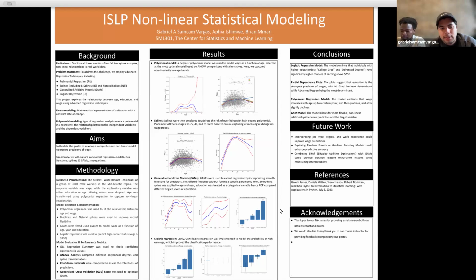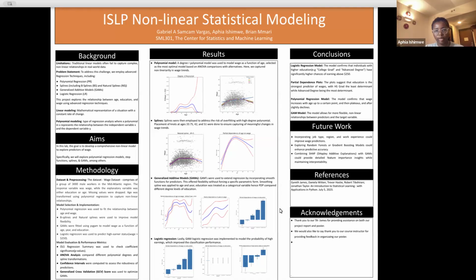Our aim in this lab is to develop a comprehensive nonlinear model to explore those different predictors of wage. Specifically, we will be exploring polynomial regression models, step function splines, and generalized additive models, among others.